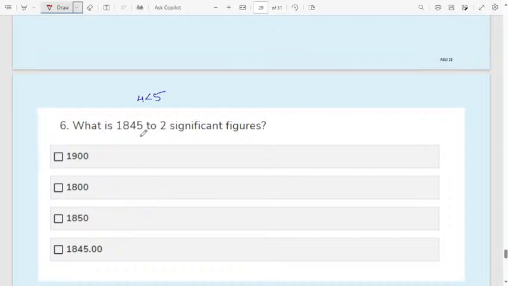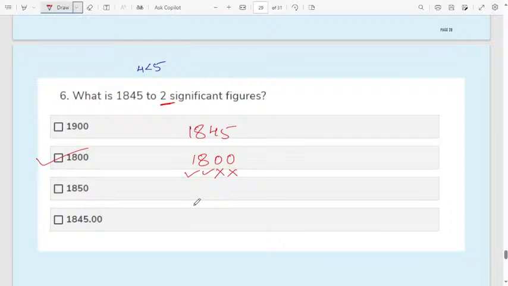What is 1845 to two significant figures? 1800. These two zeros are not significant, and these two digits are significant. Therefore the correct answer is 1800. They are asking to write 1845 to two significant figures, so I want only two significant figures. The two zeros are not at all significant. Then 1800.